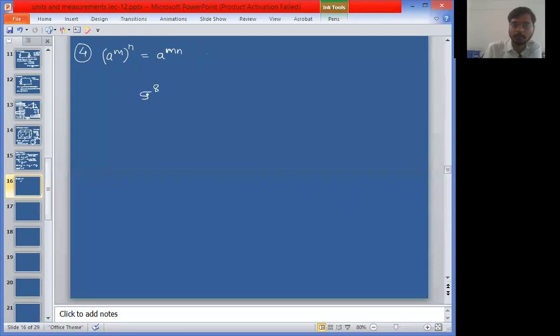So 5 raised to 8. I am not writing 8 raised to 7. I am writing 5 raised to 8, bracket complete, and then raised to 7. So that is equal to 5 raised to 8 into 7. a raised to m, then bracket complete, raised to n is a raised to mn. How to remember this? Index of index is multiplication of index.